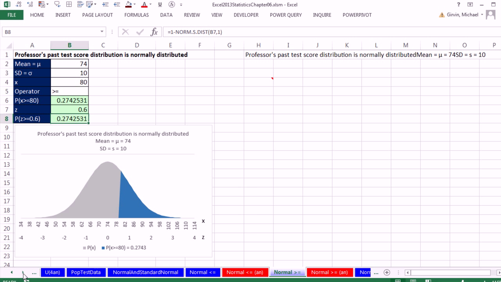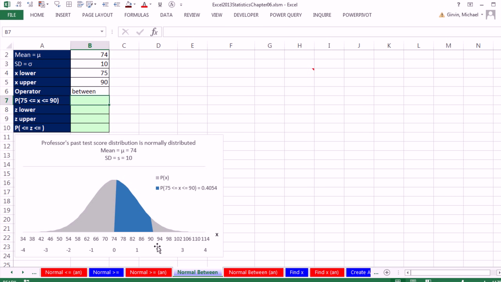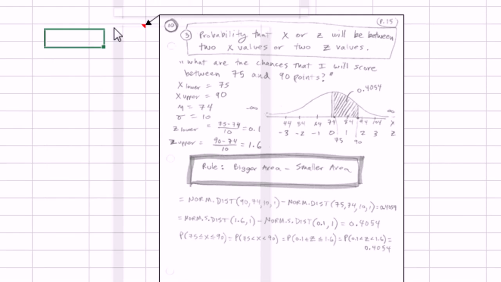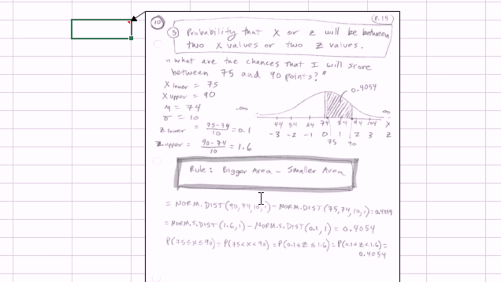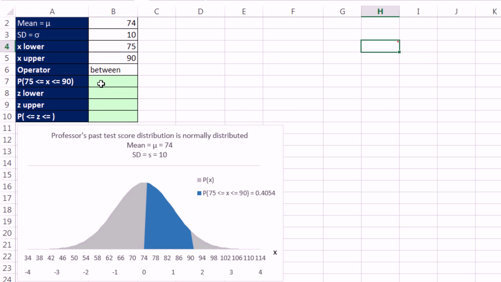Now we want to scroll over and talk about between. So here's our situation. I'm going between 75 and 90. So I'm trying to calculate the probability that I'll get a score between 75 and 90. Draw the picture with the chart, that's fine. You can draw a picture on a piece of paper if you want, but drawing pictures really helps. Now here it is. We want to go from zip up to the 90, get all that area, and then subtract a second NORM.DIST zip that goes all the way to 75.